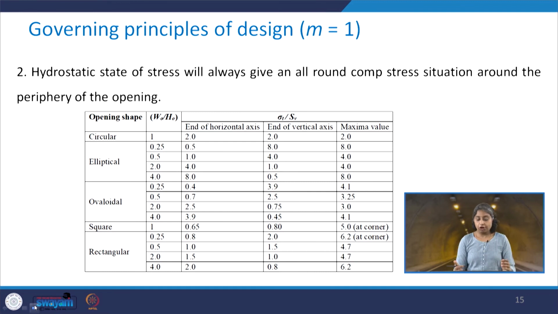As is evident from this table, not even a single value of the stress concentration factor is negative. So, this means that applied stresses we consider to be compressive, and since all these values are positive, that means that the stresses which are getting generated because of these applied stresses are also compressive in nature. So, we can say that in the hydrostatic state of stress, there will not be the occurrence of any tensile stresses around the periphery of the opening. So, one does not need to bother about the tensile strength of the material.